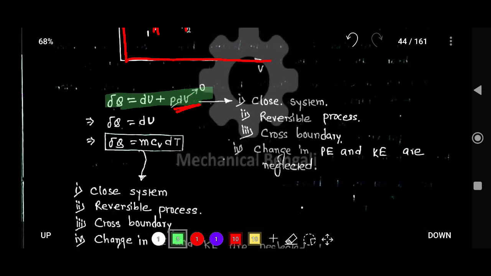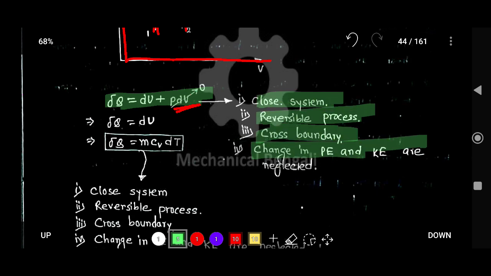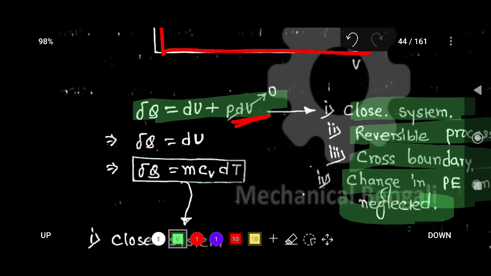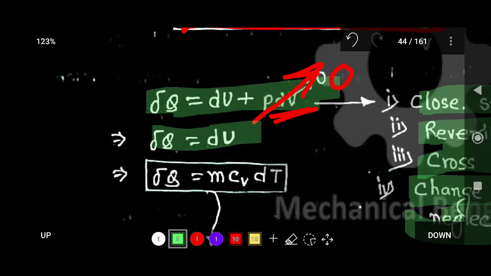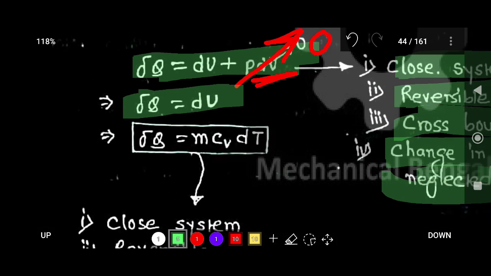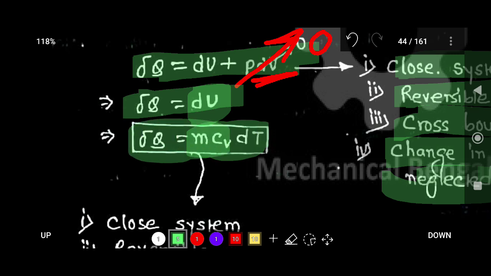So del q is equal to du plus pdv. This equation is applicable only when it is a closed system, reversible process, cross boundary, and change in kinetic energy and potential energy are neglected. This is a constant volume process, so dv is equal to 0. From here, del q is equal to du, the change in internal energy, and the formula of du is m cv dt. So del q is equal to m cv dt.